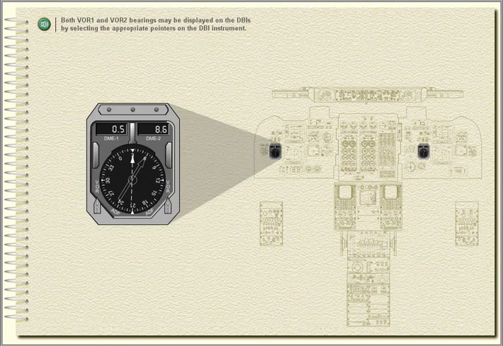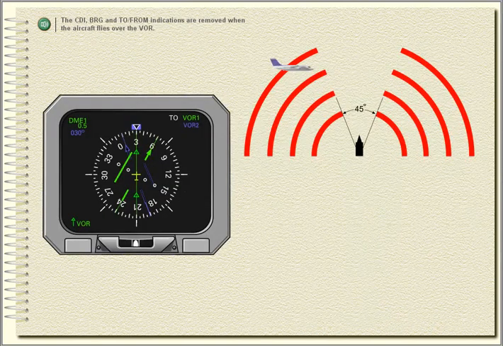Both VOR 1 and VOR 2 bearings may be displayed on the DBIs by selecting the appropriate pointers on the DBI instrument. The CDI, bearing and to from indications are removed when the aircraft flies over the VOR.